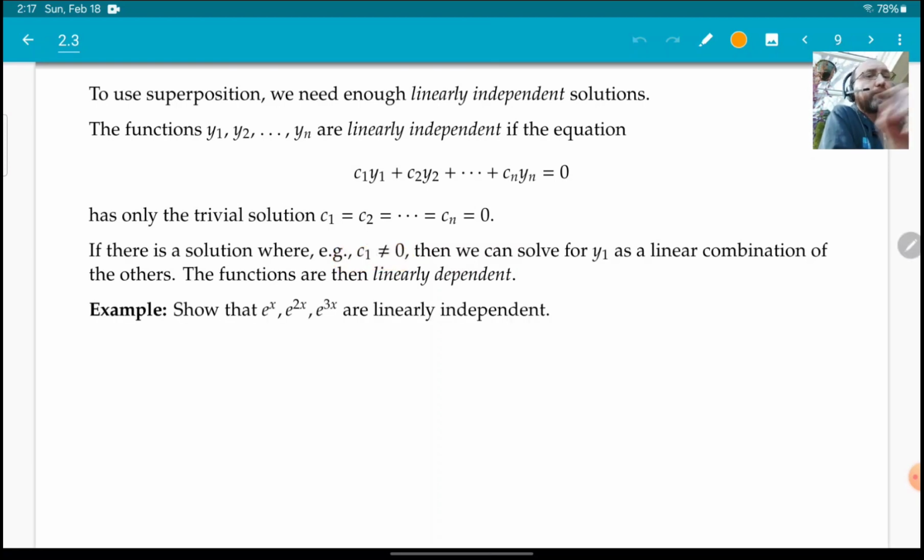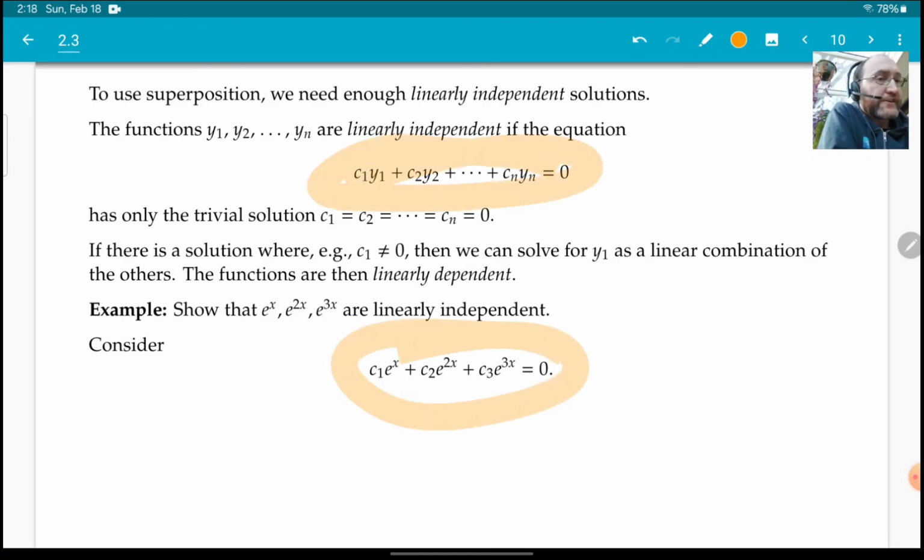Okay, so let's go through an example. Let's see that these three functions, e to the x, e to the 2x, and e to the 3x, are linearly independent. Let's understand what this means on this example. So consider this equation, but with these three functions. I write down this equation and I'm trying to solve it. I want to figure out all the solutions C1, C2, C3, and I want to show that zeros is the only way that I can solve this.